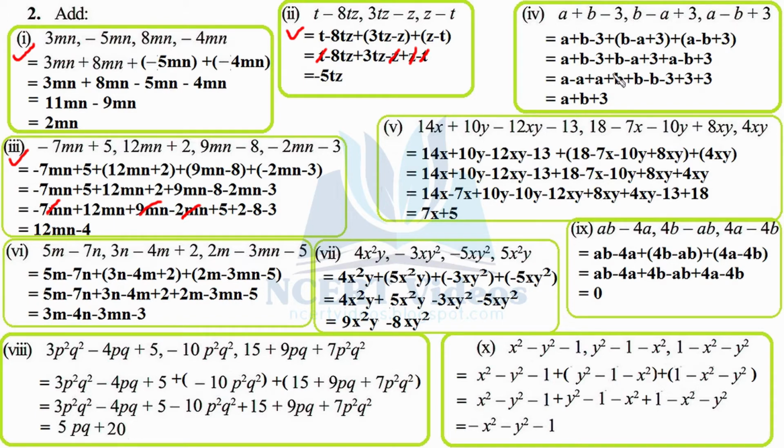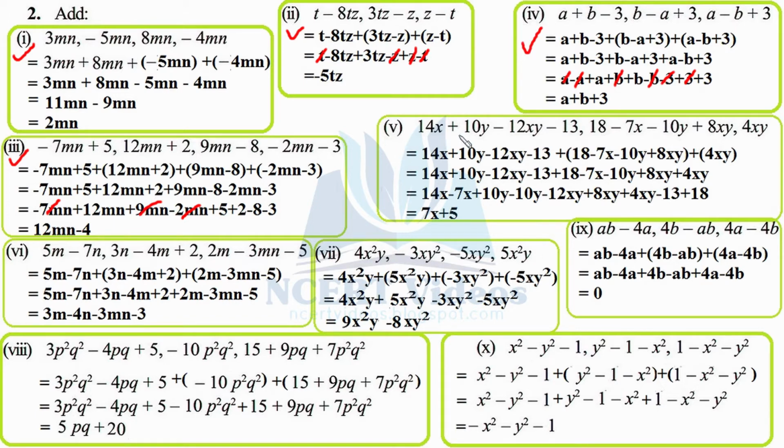Similarly for b, plus b, minus b. Constants, minus 3, plus 3, and plus 3. This cancels. Plus minus cancel, only left with a. Plus b minus b cancels, only left with plus b. Negative 3 plus 3 cancels, only left with plus 3. Therefore, answer is a plus b plus 3.